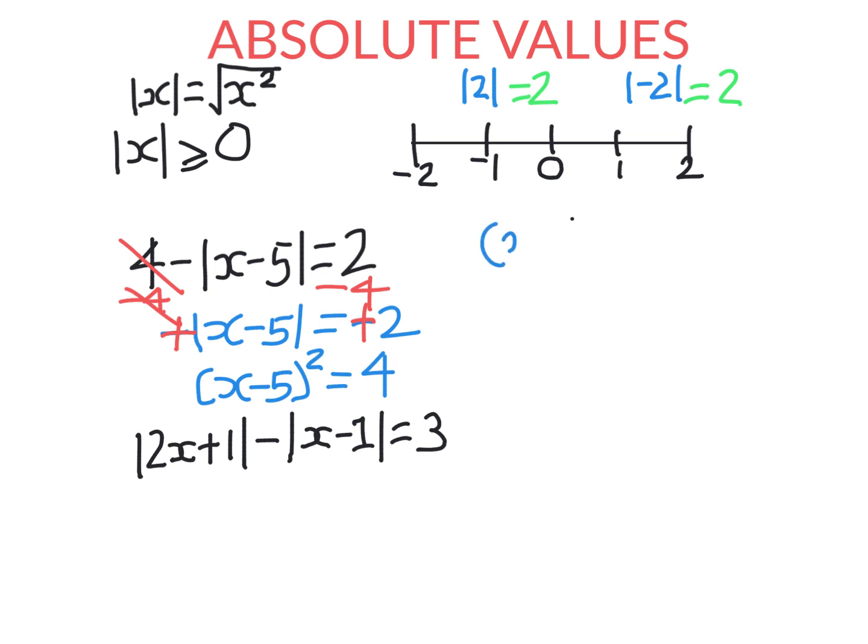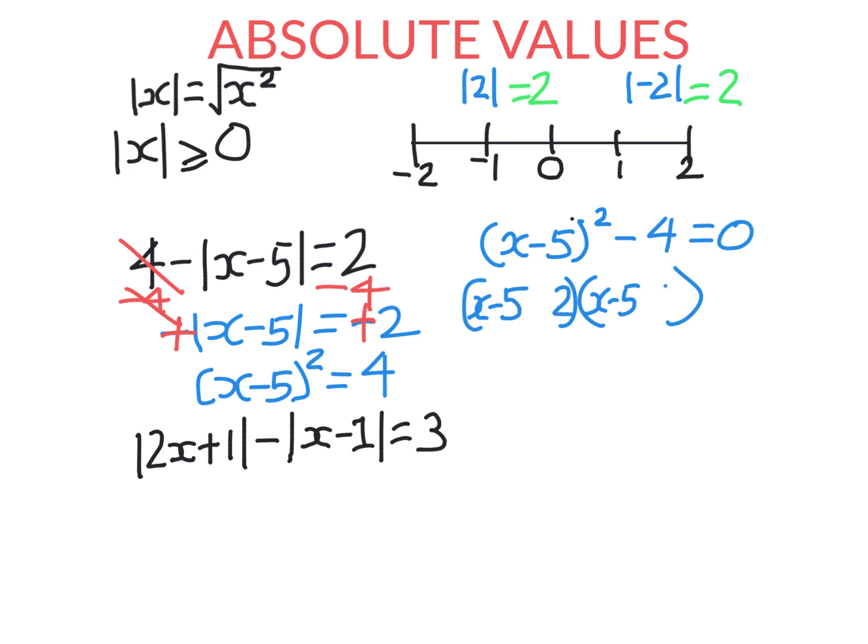Whenever we have quadratic equations, we need to get one side equal to 0. So I'll subtract 4 from both sides. Now we can use difference of two squares. And difference of two squares works like this. You square root the first thing. So square root of x minus 5 squared is just x minus 5. You square root the second thing. One bracket gets a plus, one gets a minus. So the first bracket, negative 5 plus 2. Second bracket is negative 5 minus 2.